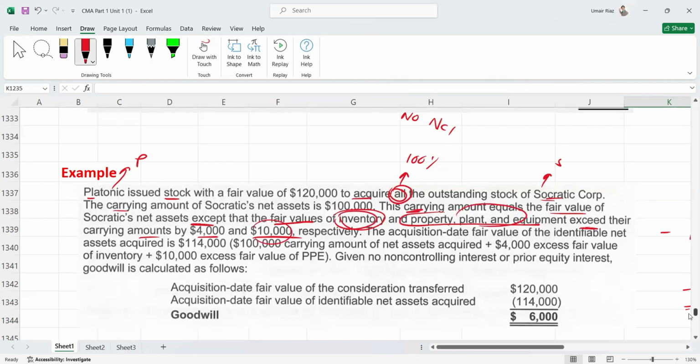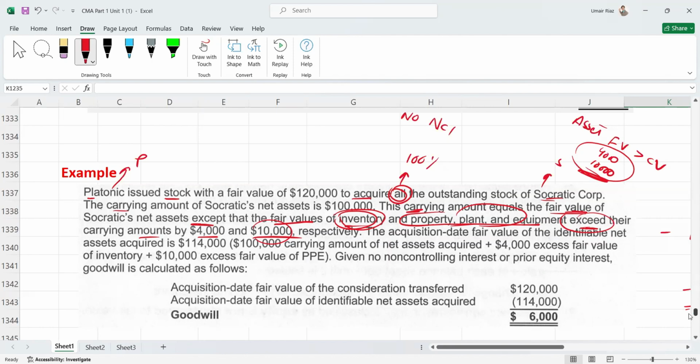It means, as I told you, if it is an asset, yes, it is an asset because it is inventory and PPE. And if the asset's fair value is greater than carrying value, yes, here fair value is greater than carrying value. Fair value how much? 4,000 plus 10,000. He told you the fair value of inventory and PPE exceeds their carrying amount. So it means it is more by 14,000, because 4,000 is for inventory and 10,000 is for PPE. So fair value exceeds carrying value by 14,000, right?